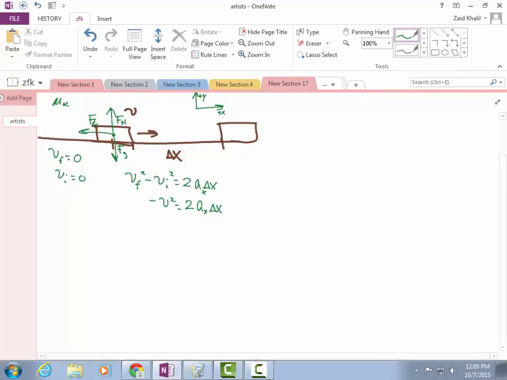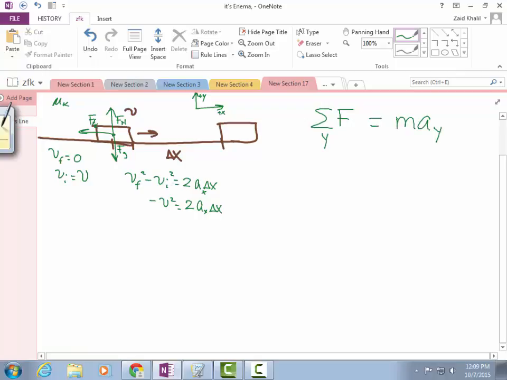So how many directions do we have in this problem? Directions. Yes. Good catch. You have two. You have the x direction, and you have the y direction. We write Newton's second law in each direction. Net force in the y equals may. Net force in the x equals max.